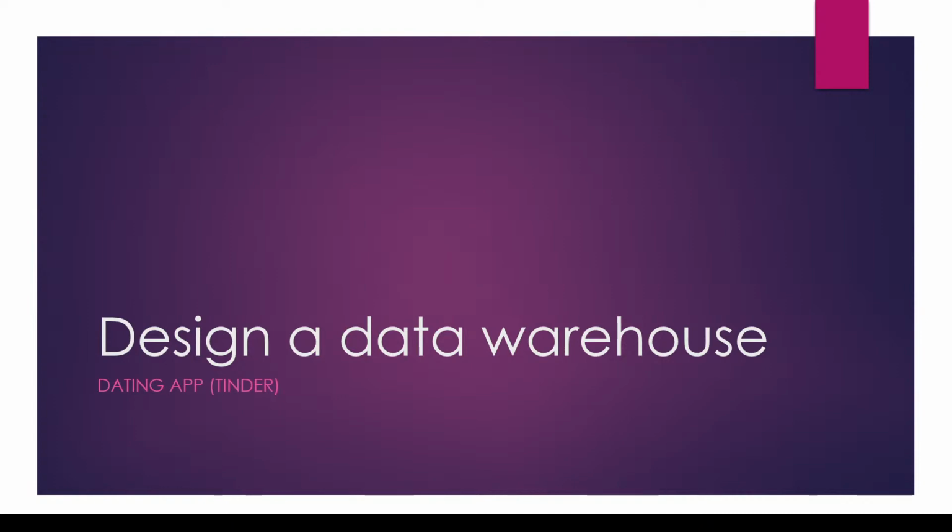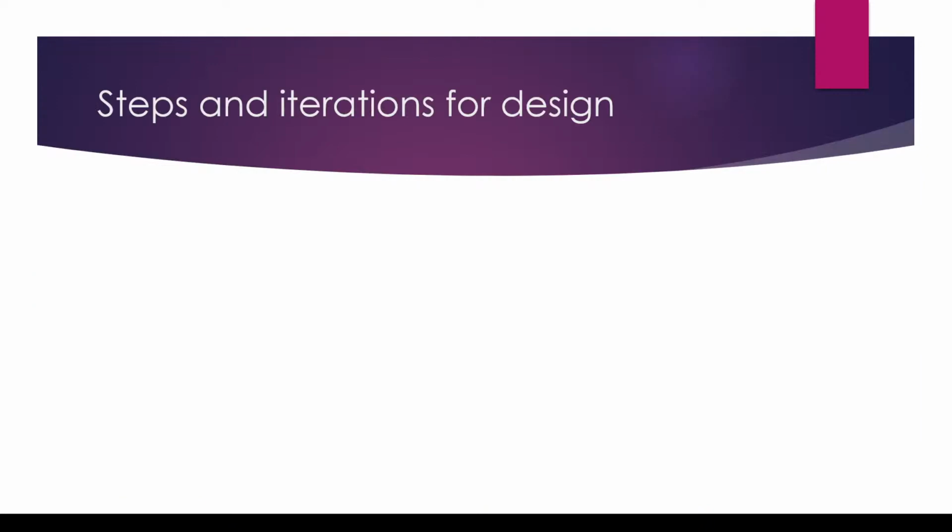Given all that, we'll try to design something which is simple but is able to support the needs of a dating app like Tinder. Let's recap and check what the steps are and what kind of iterations we'll have to do while designing a data warehouse. When we start designing a data warehouse, the first thing we should do is to look at the business need and come up with a tentative list of entities and relationships.